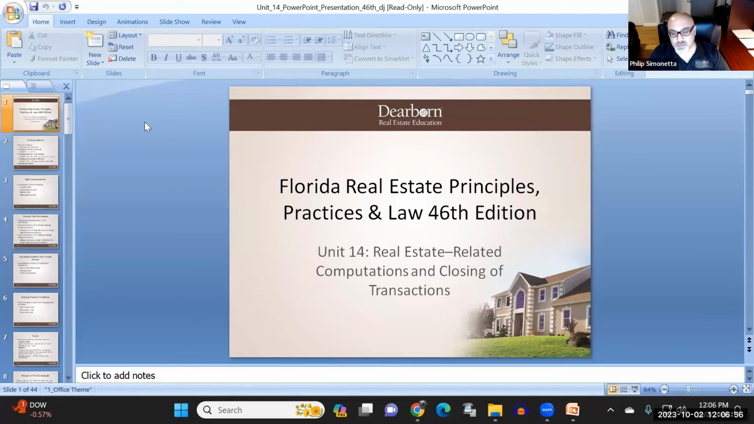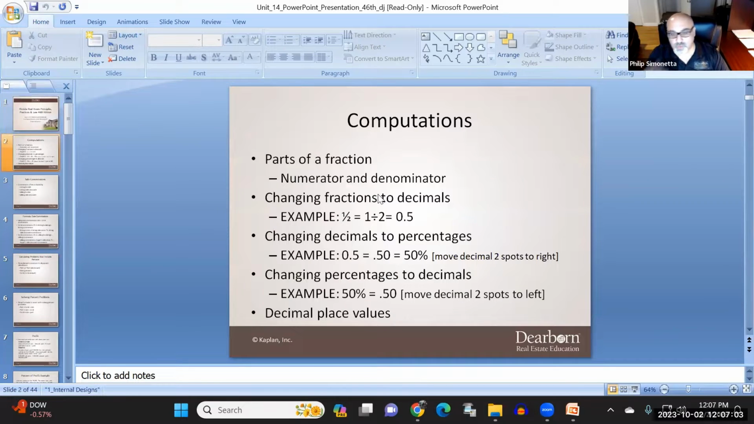Now we will begin unit 14, which is real estate related computations and closing of transactions. So for computations, the basic things you need to remember right off the bat are simple mathematic facts. You have to know the parts of a fraction, the numerator and denominator, and changing fractions to decimals. An example would be 1/2 is 1 divided by 2, and it's 0.5 decimal.